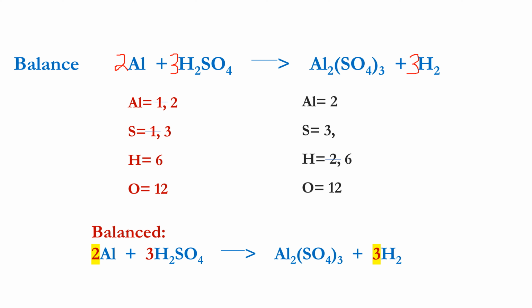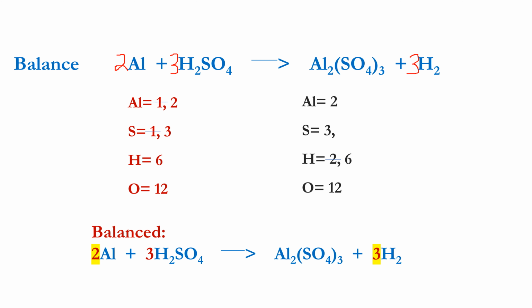How many oxygen do we have on the left hand side? It is 12 because we have 3 multiplied by 4 will give us 12. And on the right hand side, how many oxygen do we have? Is also 12. 4 multiplied by 3 is 12. So in this way, all the atoms are balanced because we have 3 sulfur, 2 aluminium, 6 hydrogen, 12 oxygen.